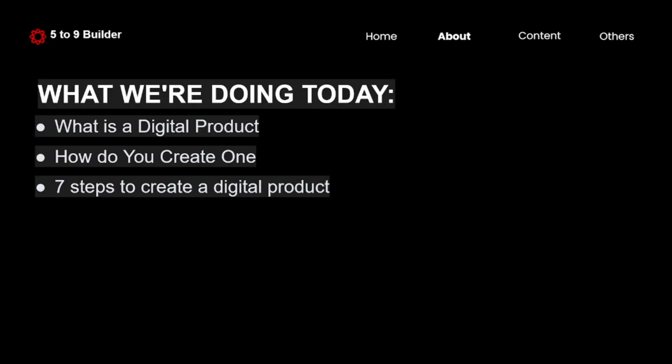Okay, so before we dive into today's class, let us look at what we are doing today. What we are doing today is we are going to look at what is a digital product. Okay, we are going to look at it, and then we will look at how do you create one. Then after that, we get into the 7 steps to creating a digital product.